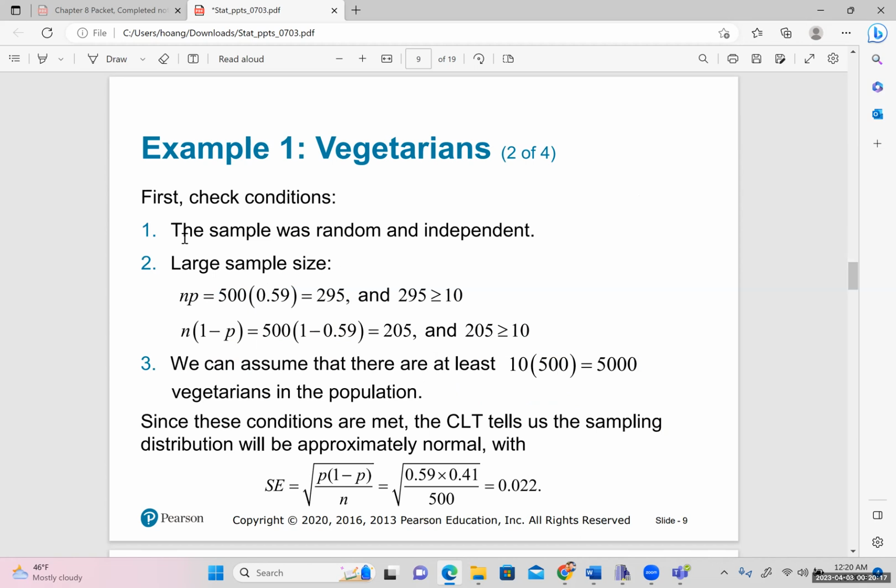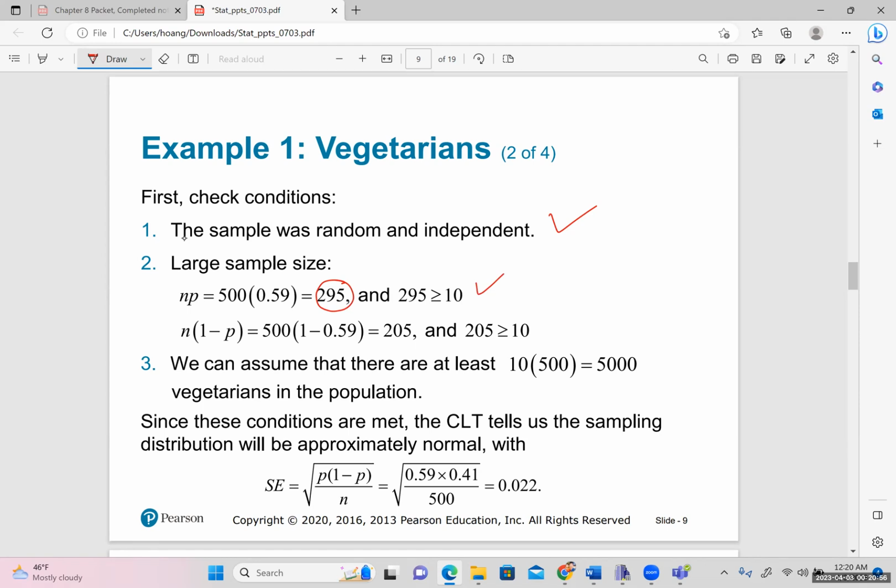All right, so here, let's check the conditions. First, as you can see, this sample was random and independent, so that's satisfied. The second one is large size. Is that large enough? You can check with n times p. You know that p was 0.59, and n was 500. So 500 times 0.59 is equal to 295, which is greater than or equal to 10. So that's good.